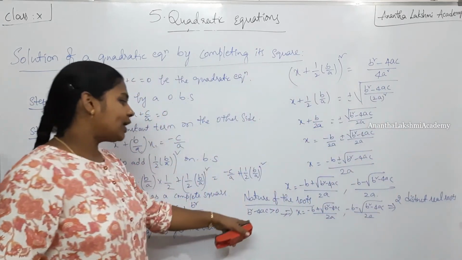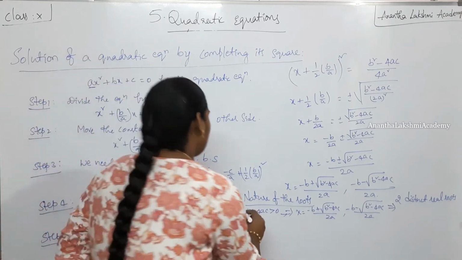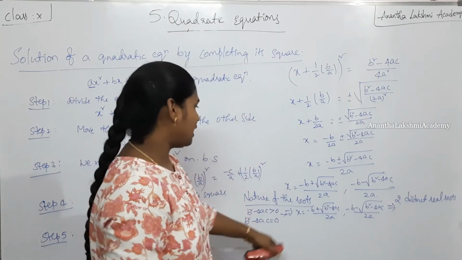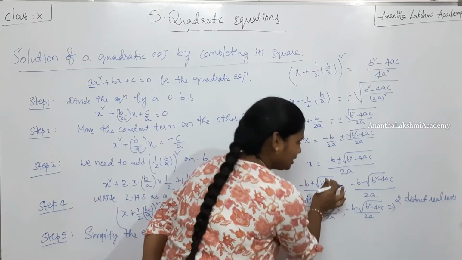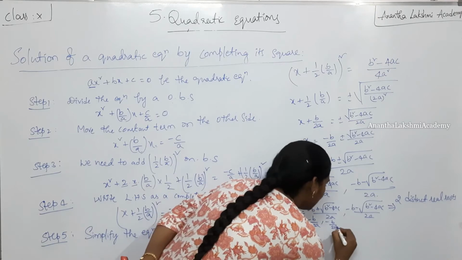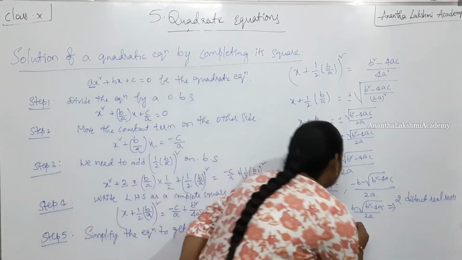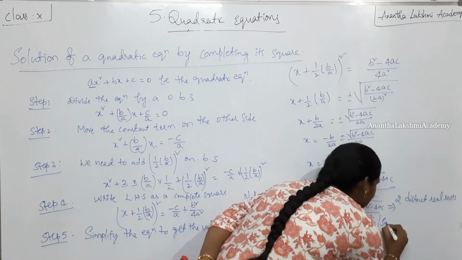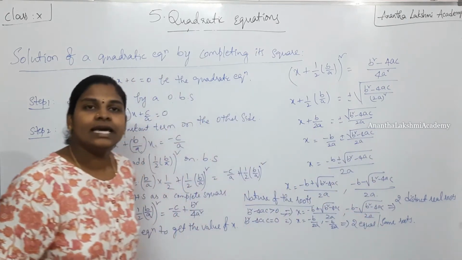Now what happens when b square minus 4ac is equal to 0? So that way x is equal to minus b by 2a. As b square minus 4ac is 0, the other value is also minus b by 2a. What are these roots? Two equal roots, isn't it? We have two equal or same roots when b square minus 4ac is equal to 0.